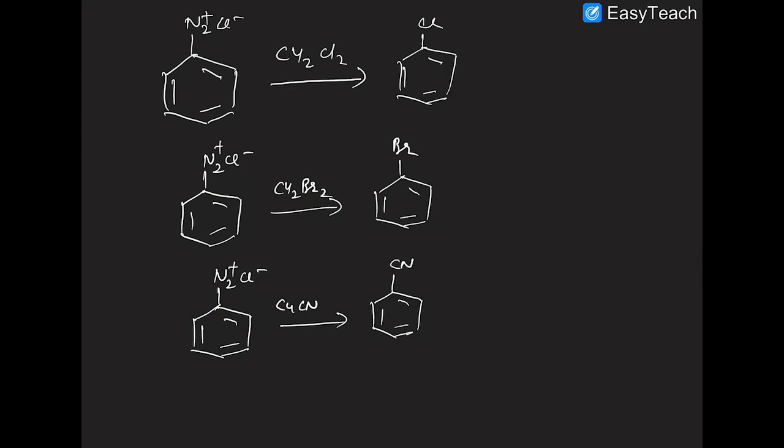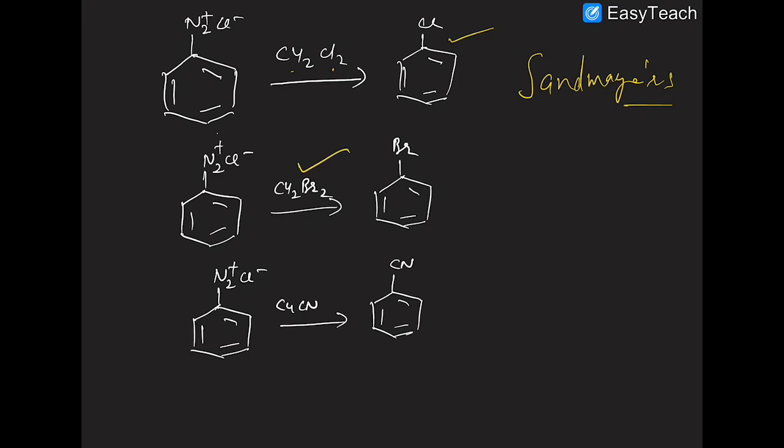Now what happens after the formation of benzene diazonium salt? These reactions are called what? They are called Sandmeyer reactions. What happens in the Sandmeyer reaction? Benzene diazonium salt, when it reacts with cuprous chloride, transforms into chlorobenzene.